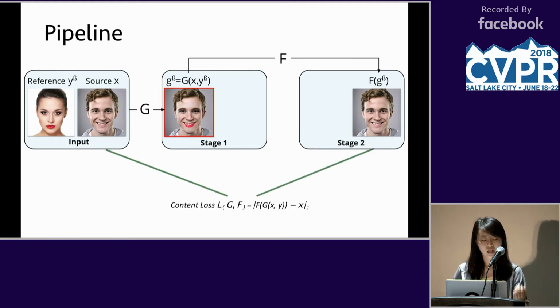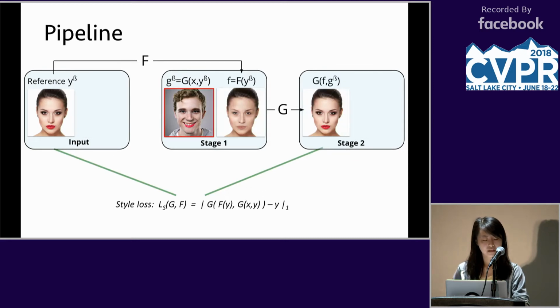So we define our content loss as the distance between these two images because we hope that if we remove the makeup from our final output, it should look exactly the same as the source images to keep the face identity. Then we also define our style loss as the distance between these two images, because we hope that the style can be faithfully preserved from the input to stage 1 and from stage 1 to stage 2.